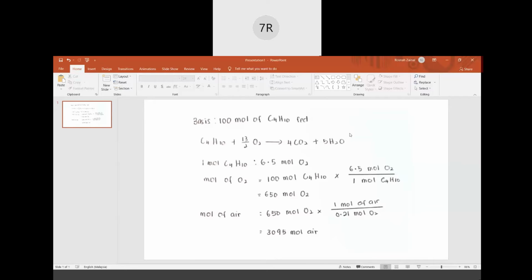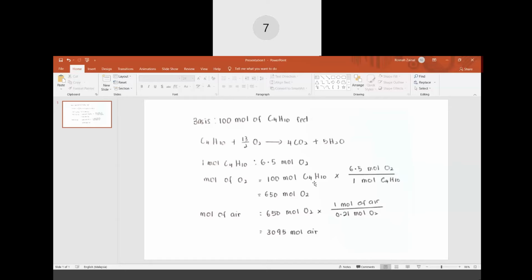Tu aku belum buat lagi ni untuk A ni. B1 ni. Apa tadi? B1 aku belum buat lagi. Oh, okay. Hello. Boleh nampak ke skrin saya? Nampak. Boleh. Nampak.